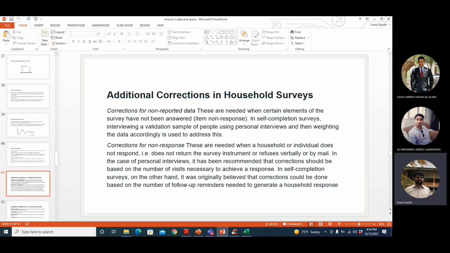And then some additional corrections for household surveys, correction for non-reported data.